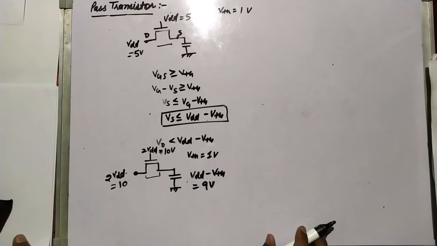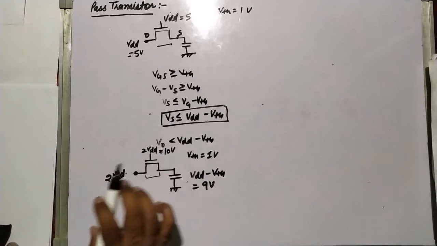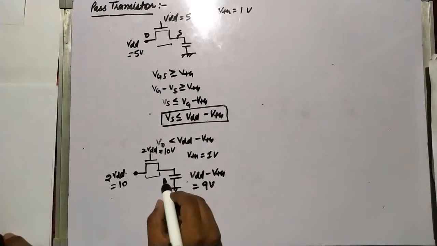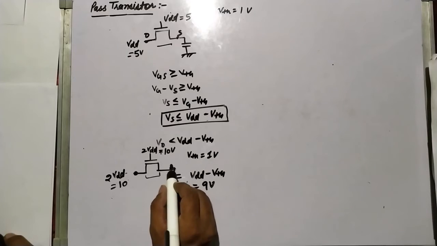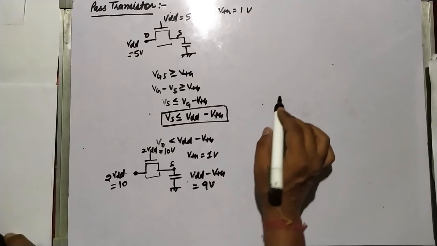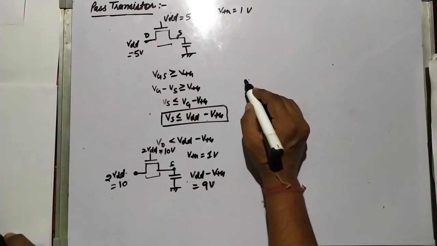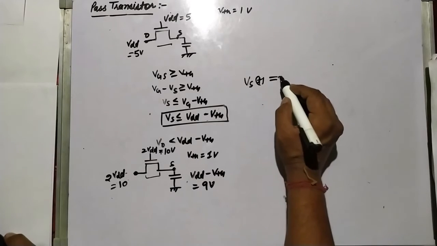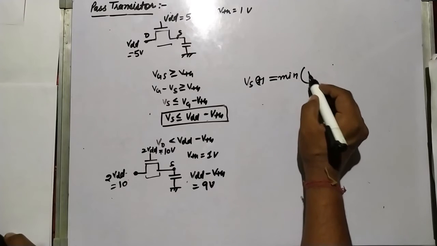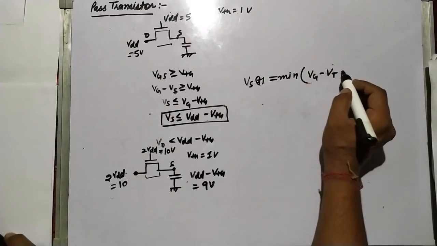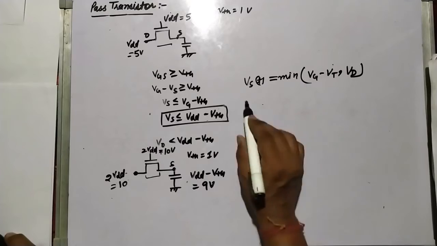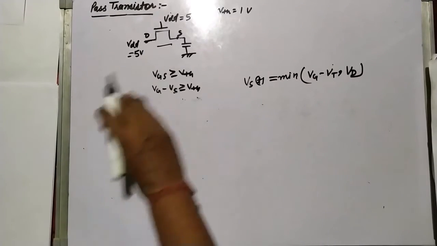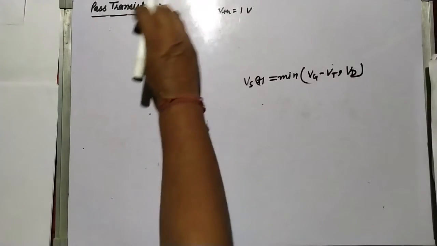So generally, how can we write this? What is the voltage on this source terminal? Generally we can write it like VS equal to minimum of (VG minus VT, VD). By this we can see, this is a general way to express it.